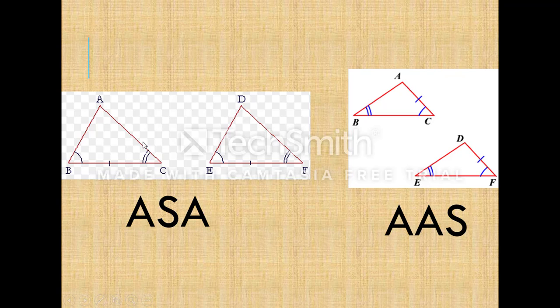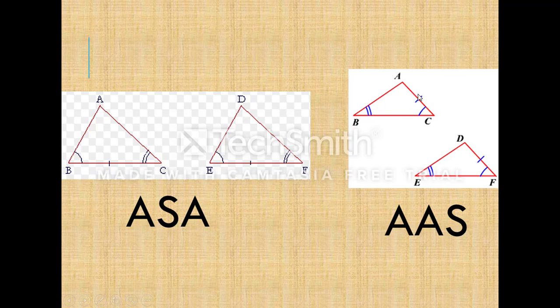So what's the difference between them? Notice that the pattern for ASA is that there's 2 angles, but the difference is that the side is in between or included between those 2 angles. So the pattern goes ASA. This is different to angle, angle, side because we are given 2 angles, but the side is outside or not included between the 2 angles. So the pattern goes angle, angle, side.